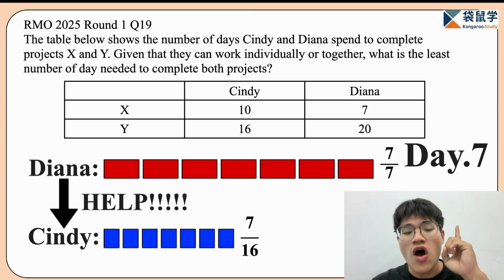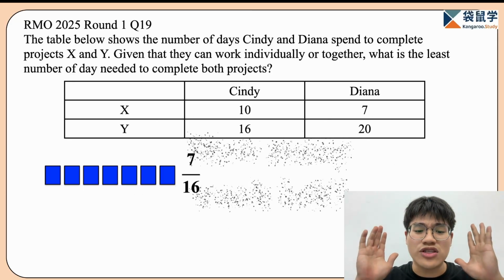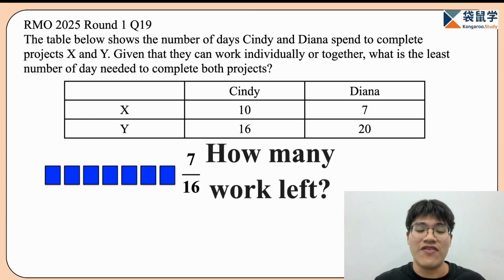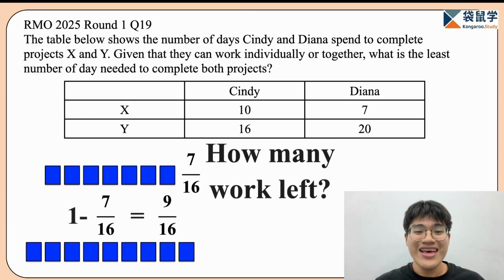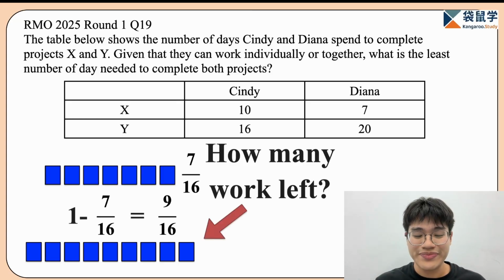Now I want to know how much work has been done. We know that this is the amount of work that Cindy has done. And what should we do to find out how much work is left? We use 1 minus 7/16, so we know that there is 9/16 of Project Y to be done.